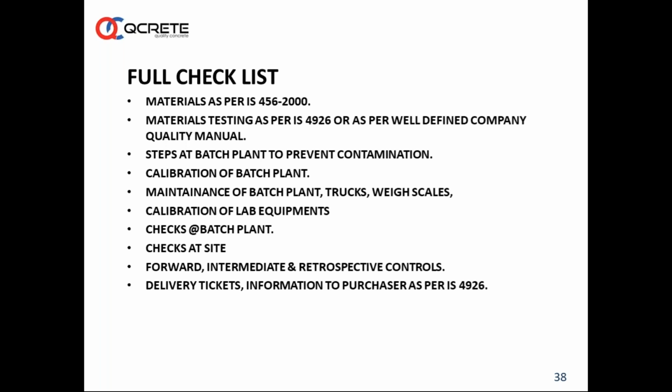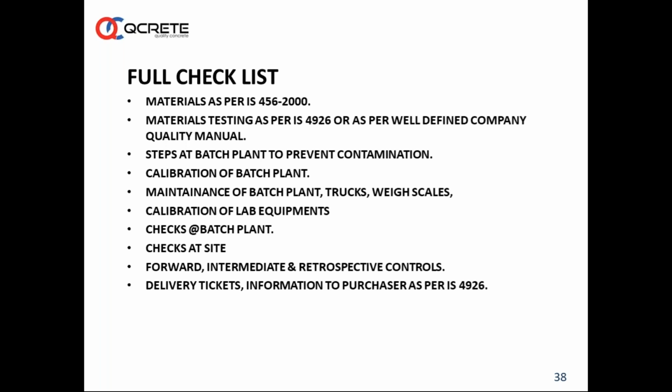There should be steps for the batching plant to prevent contamination. Is it there? Calibration of the batching plant is done in time as per the frequency. Maintenance of the batching plant is happening. Calibration of all the lab equipment, CTM, things like that, has to be done. Checks at the batching plant, checks at site, and together with that, the comprehensive QMS, which consists of forward, intermediate, and retrospective controls. Delivery tickets should be as per IS 4926, and the batch records.